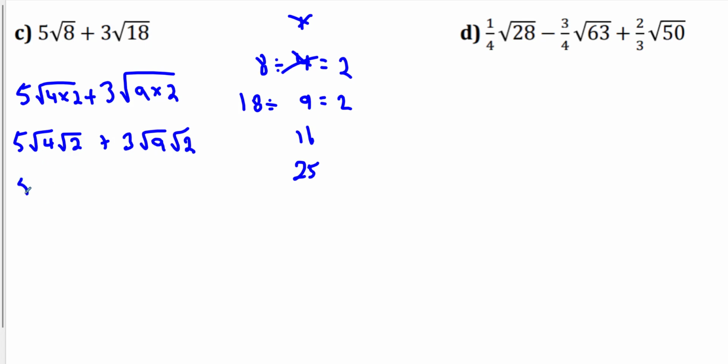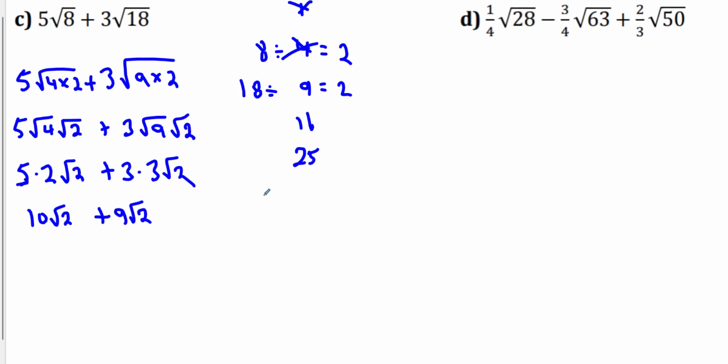And everyone should know that 5 times root 4 is the same thing as 5 times 2. Don't forget that root 2 there. And the same thing on this side here. 3 and root 9 is just 3. It's root 2. So 5 times 2 is 10 root 2. 3 times 3 is 9 root 2. So we've multiplied, and now we can add. And the radicals are exactly the same. As you can see, they're both root 2's. So the final answer is 19 square root 2.